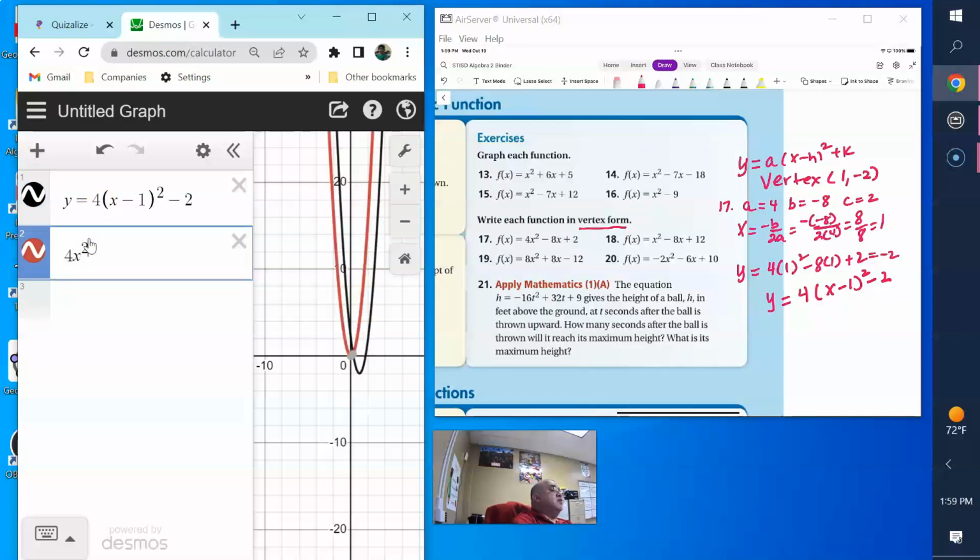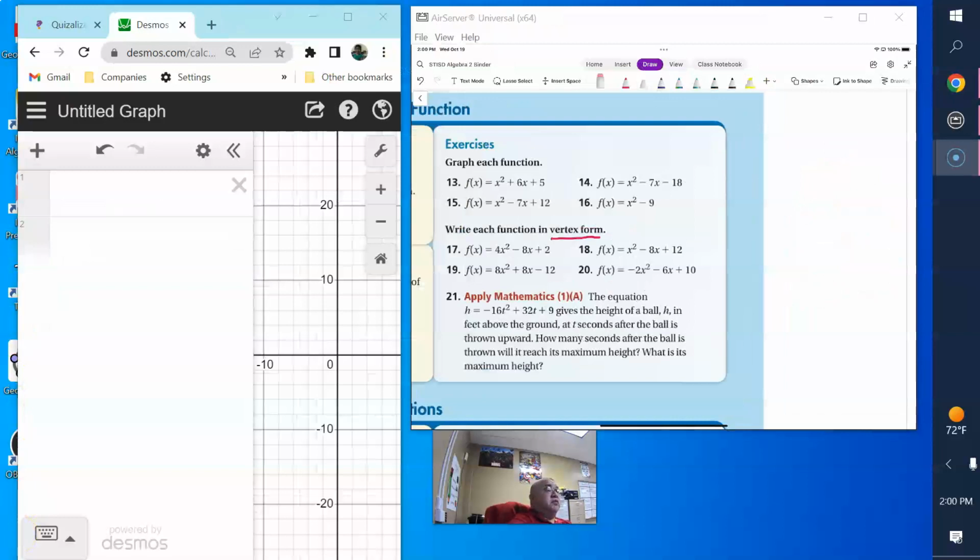So I have 4x squared minus 8x plus 2. And what do you notice? Somebody in class told me earlier they overlap, and that's correct. By them overlapping, that means it's the same equation. So that's number 17, and this is in vertex form.